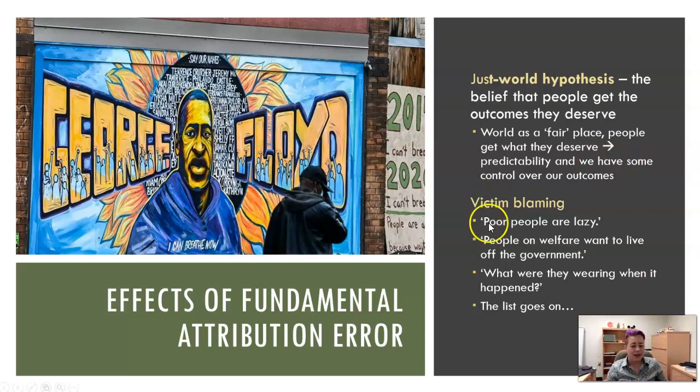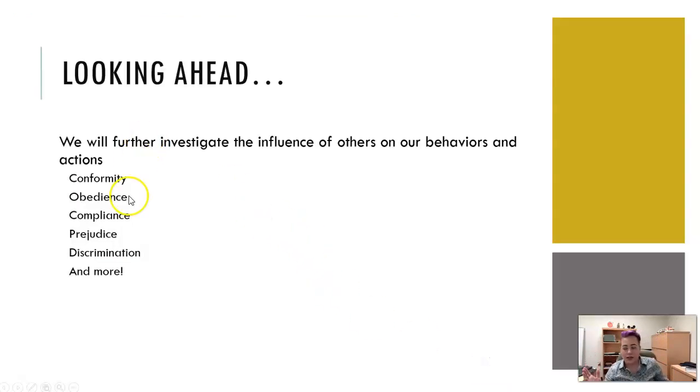So saying things like, oh, well, poor people are just lazy, or people on welfare want to live off the government. What were they wearing when it happened? The list goes on of different types of victim blaming quotes. This is all a result of the fundamental attribution error. You're trying to create logic and reasoning for an event that happened where there really isn't one. We're going to talk about this more and how it relates to our in-groups and out-groups, as well as how it relates to conformity, obedience, compliance, prejudice, discrimination, and more. So stay tuned.